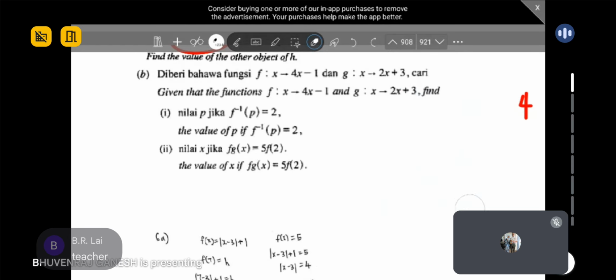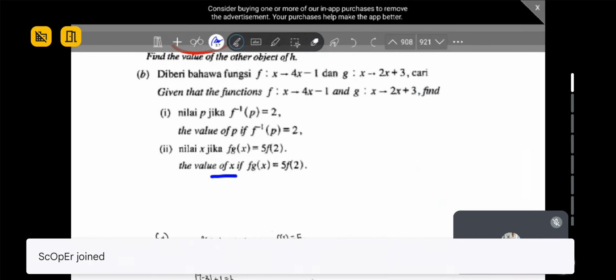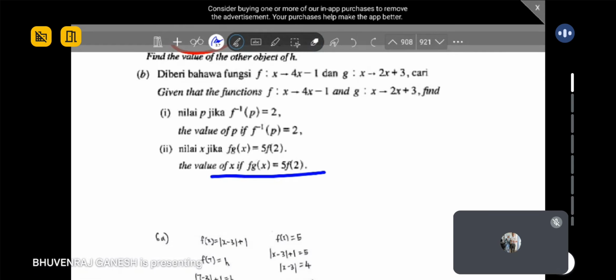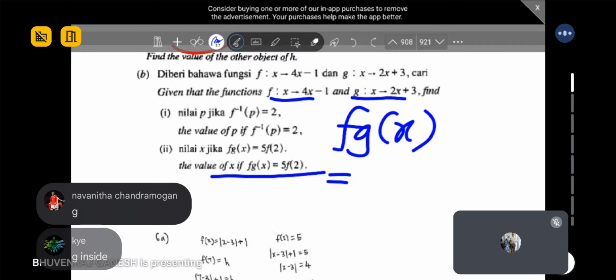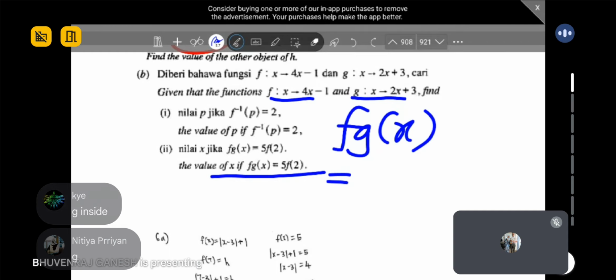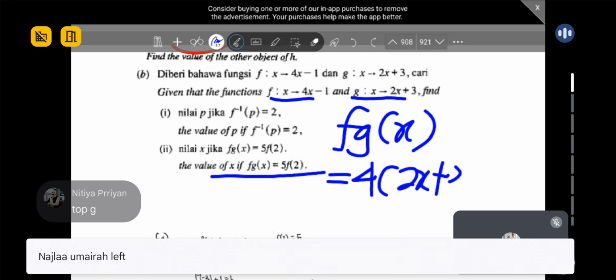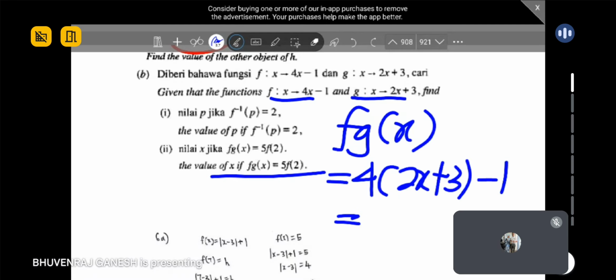Soalan B2. What do you mean teacher? Okay, so they say FGX equal to 5F2. Okay, so how to find FGX? We do composite function buat fungsi gumpahan. Okay, so FGX, which one come first guys? Mana datang dulu? F atau G? Which one you should do first? Yes, always do the right hand side first. Buat G masuk dalam F. Okay, G inside F. So means that 4, 2X plus 3 minus 1. Okay, so your answer will get 8X plus 11.